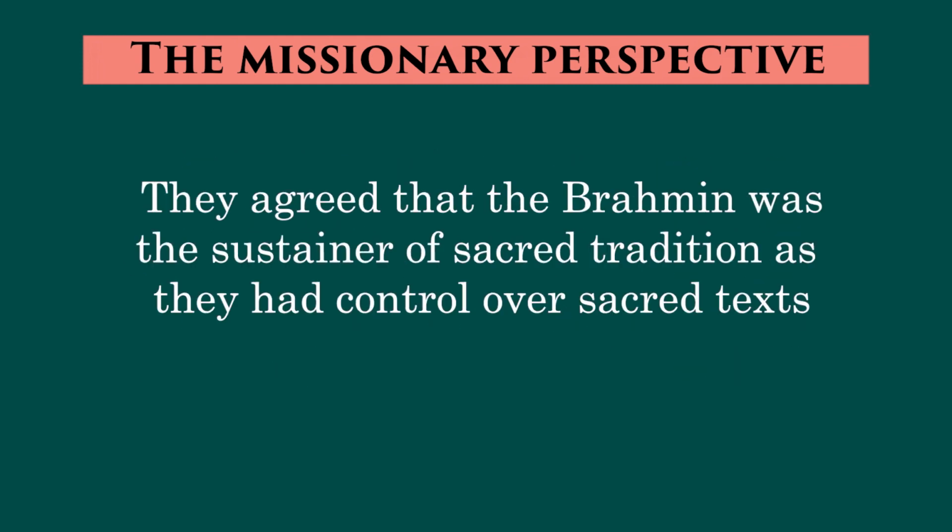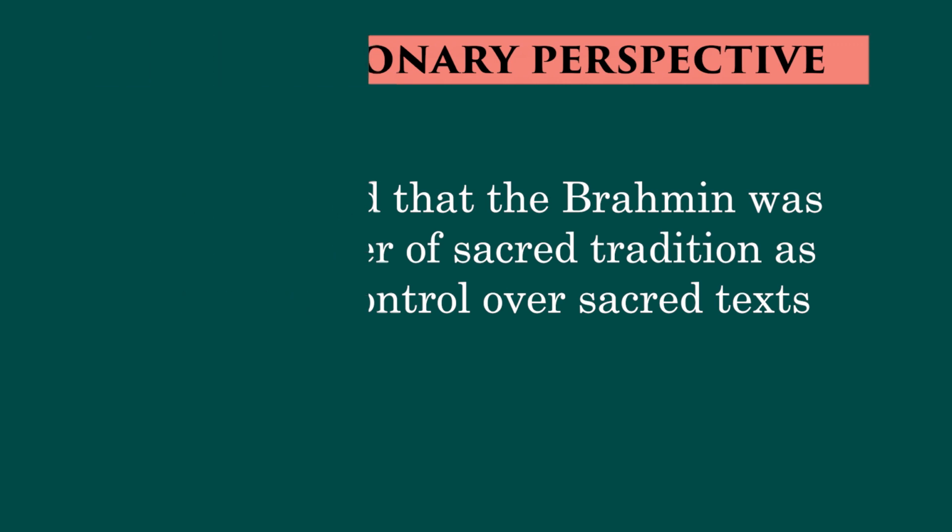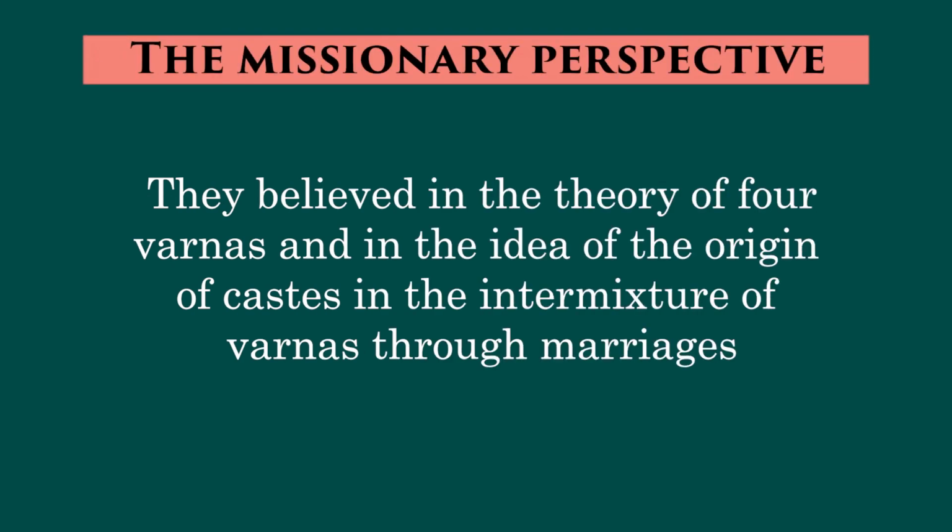They were also agreed on the fact that it is the Brahmin who was the sustainer of sacred tradition, and the Brahmin had control over sacred texts. This was the time when the Brahmins were the only ones who could have access to Sanskrit, and since traditional texts were written in Sanskrit, the Brahmin automatically had control over the sacred texts. Now, they believed in the sanctity of the theory of four varnas, the Chaturvarnya system, the idea of the origin of castes, and how other castes came into existence through intermixture in marriages.